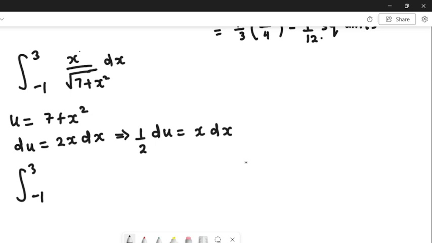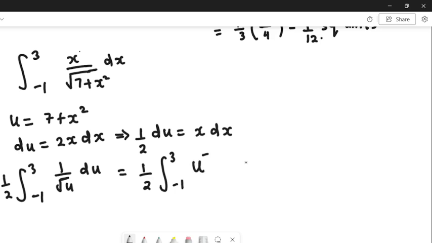So you're going to have a half as a constant. So you're putting a half on the outside, and we will be left with 1 over root u du. So that is a half the integral of 1 over root u du. 1 over root u is the same as u to the power negative a half. Why? Because root u is the same as u raised to the power a half. But since it's a reciprocal, that's how we get to the power negative a half, and then we have a du here.